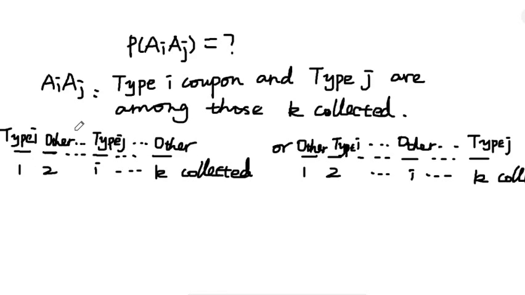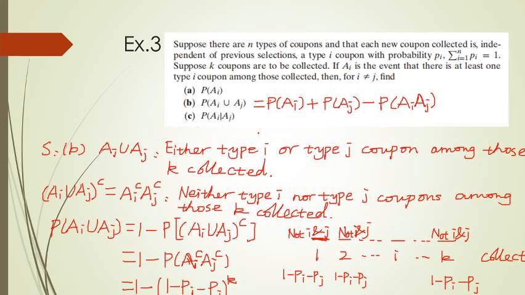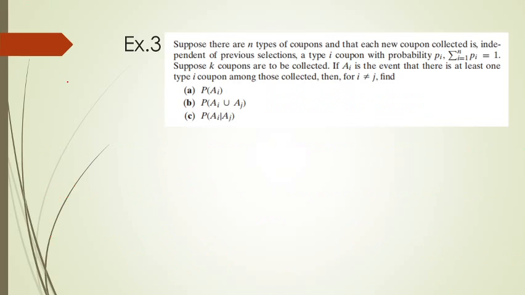That's why we use the complement to think about AI using AJ's complement to work out these examples. And let's think about part C, okay? You can also consider the example in that way, but maybe more complicated. So here, solve part C, this is the conditional probability, right? So that means given type J is collected, what is the conditional probability type I is collected, right?